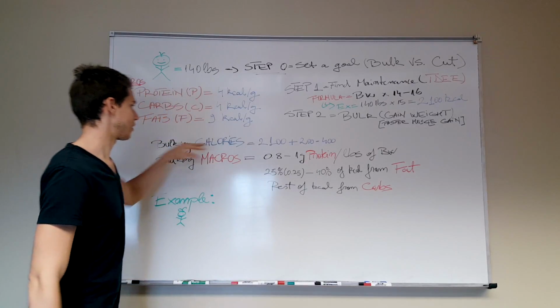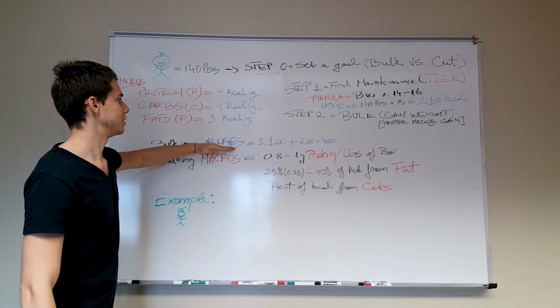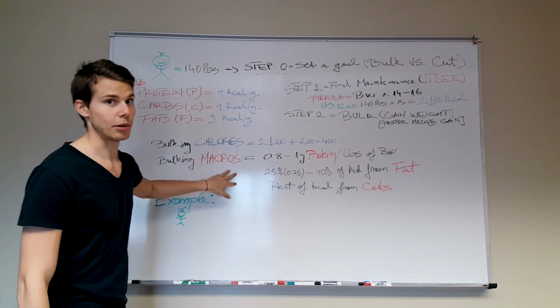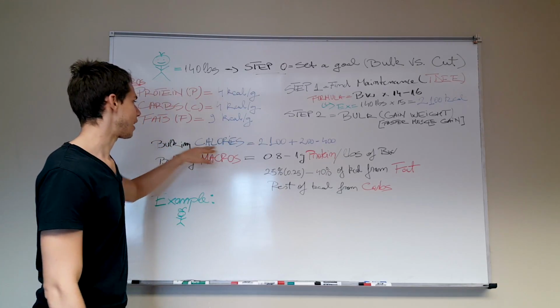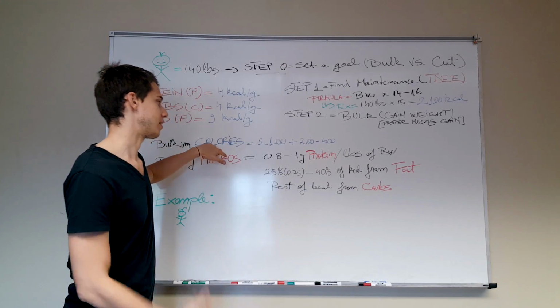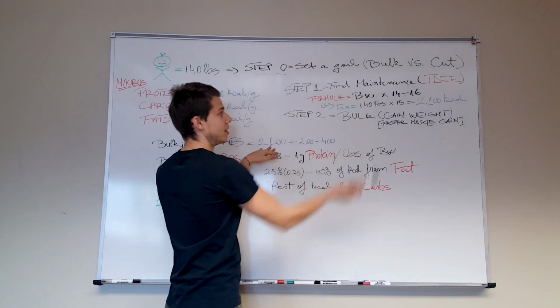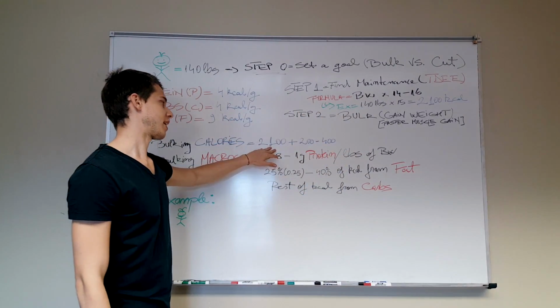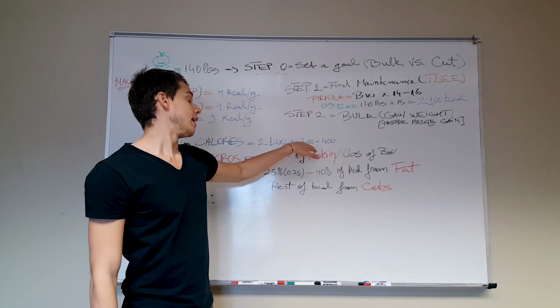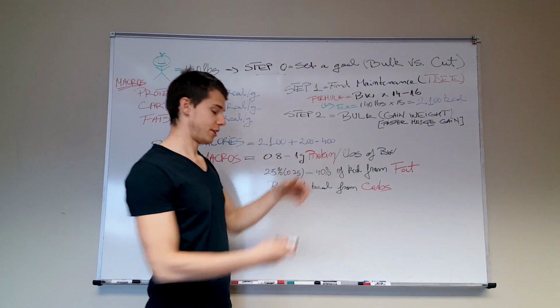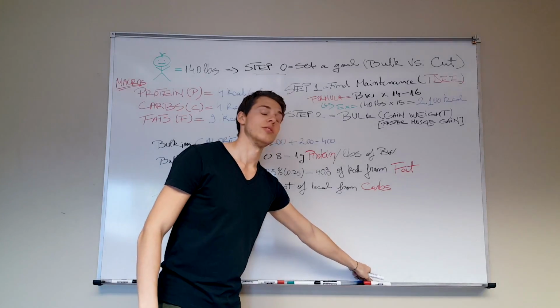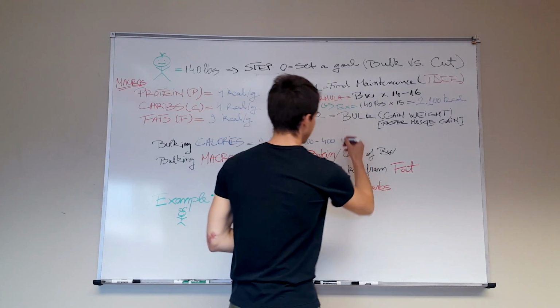So let's go into it. The bulking calories. First off, we will need to determine the calories, and then we'll talk about macros. The way that I like to do it for myself is take the maintenance that we found in step 1, which was 2100 calories, and add between 200 and 400 calories to that.